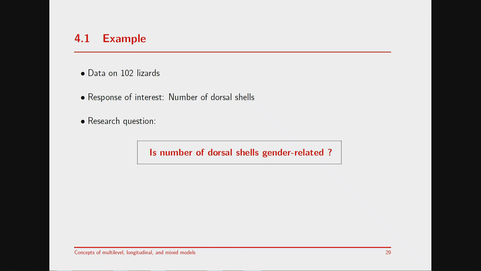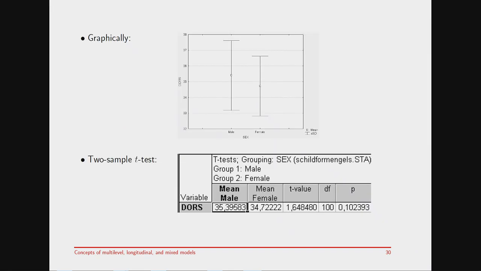And I'm not a biologist, so don't ask me why they want to answer this research question, but apparently that was the research question they were interested in. And here you see the actual data.